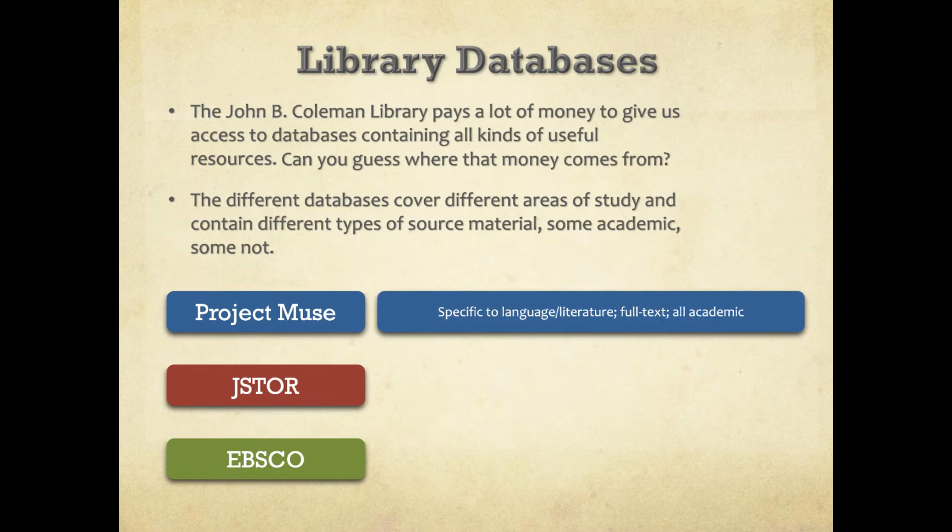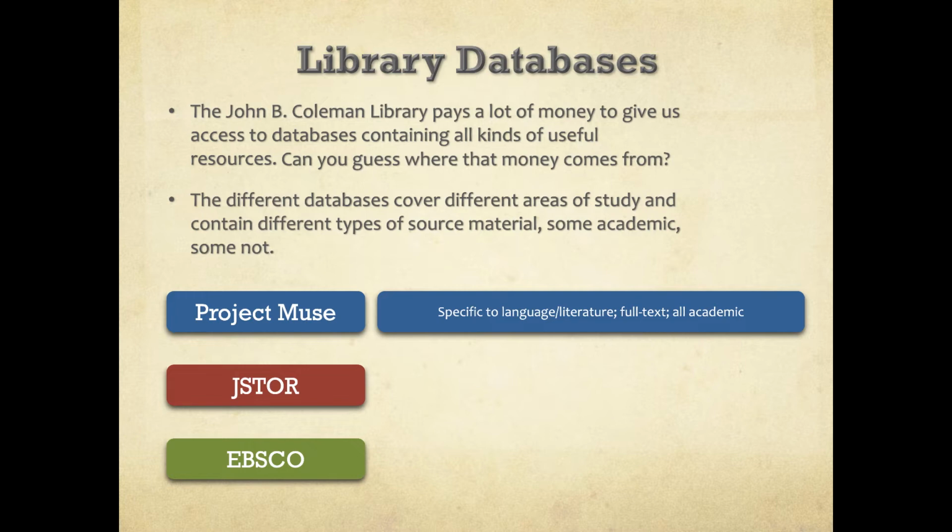So Project Muse is a really good database because it is very specific to language and literature. Everything that you find on there is going to be somehow related to the study of language or literature. It's also full text, which means that any source that's listed in that database is going to have the full text right there for you to access.